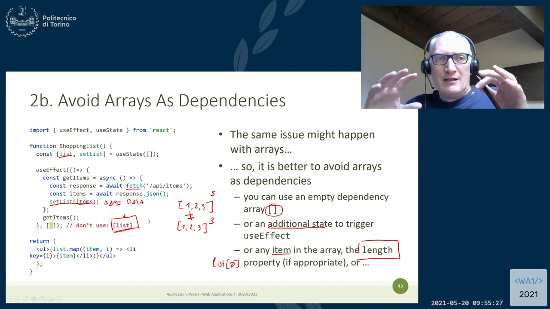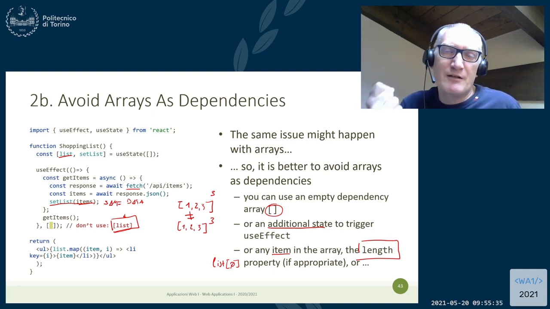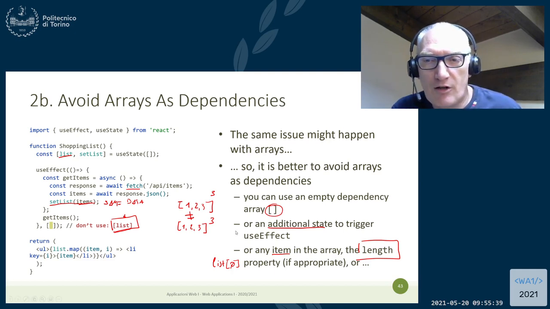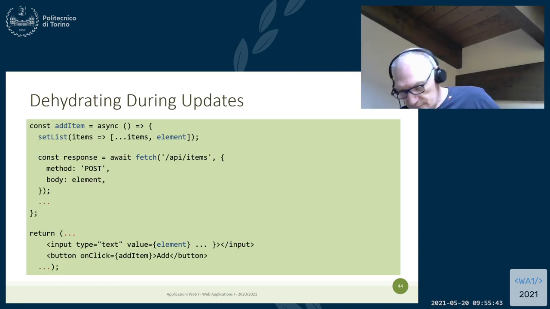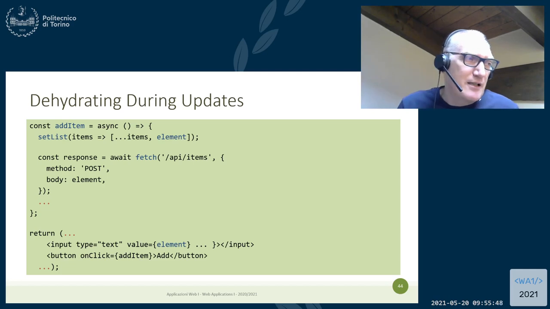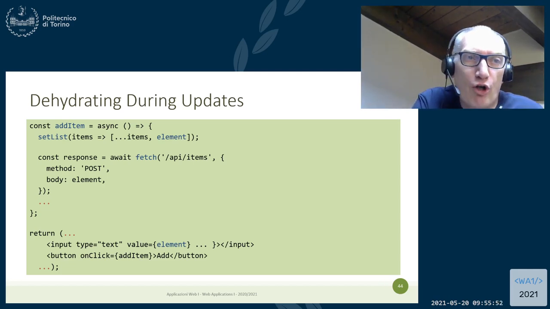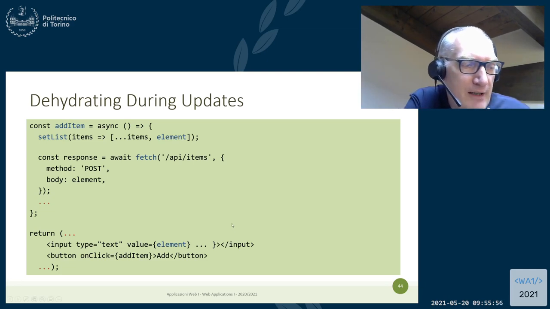So basically, we understand the mechanism, but we come out of it with just one single rule: don't depend on objects or arrays, which are a type of object, only on simple values. Okay, and this is just for what we discussed up to now, just for loading data. Loading data at the beginning or refreshing data after a while.